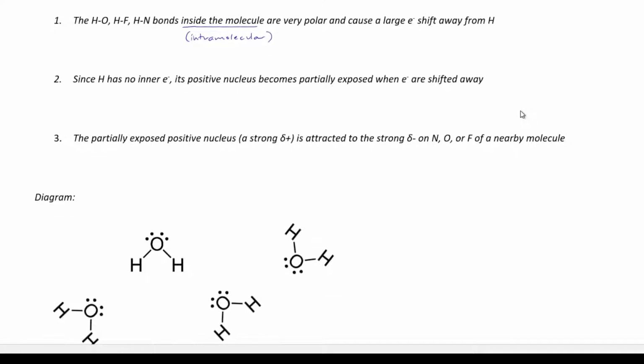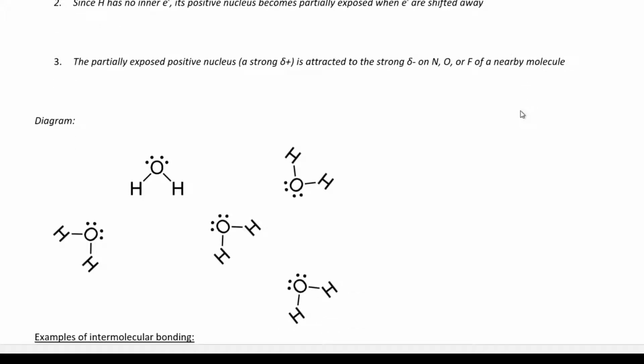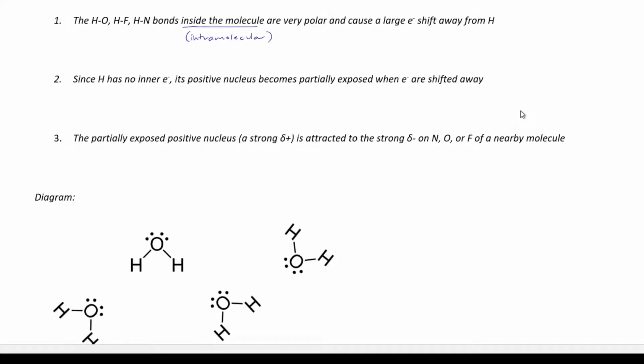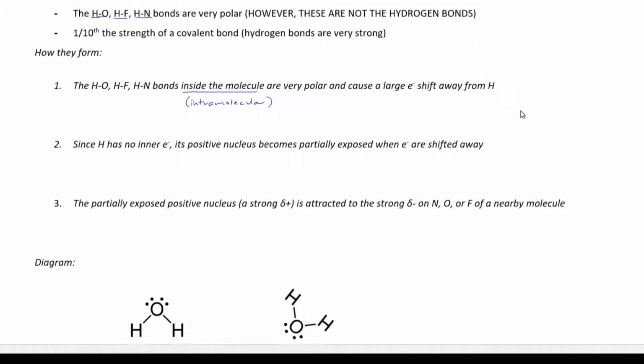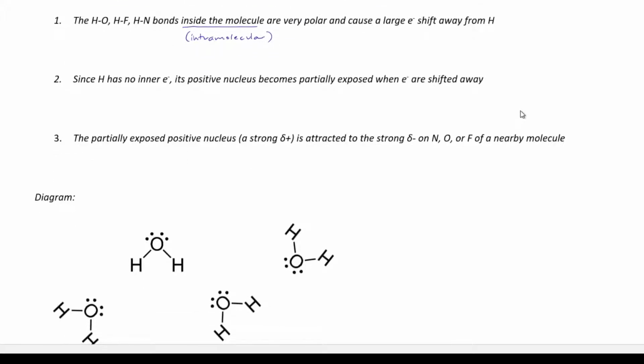And then the partially exposed positive nucleus, the delta positive, is strongly attracted to the delta negative of the N, O, or F of a nearby molecule. So again, lots of information. Let's go back and look at how they form again. So step 1 says the hydrogen-oxygen, or hydrogen-fluorine, or hydrogen-nitrogen bonds inside the molecule are very polar. So we'll take a look at water here, right?